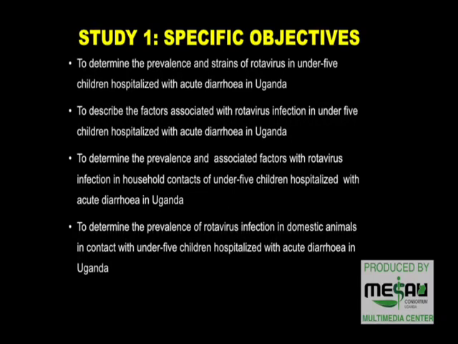acute diarrhea in Uganda, to determine the prevalence and associated factors with rotavirus infection in the household contacts of the under 5s hospitalized with acute diarrhea, and to determine the prevalence of rotavirus infection in the domestic animals that were staying in the households of these children who were admitted with acute diarrhea.